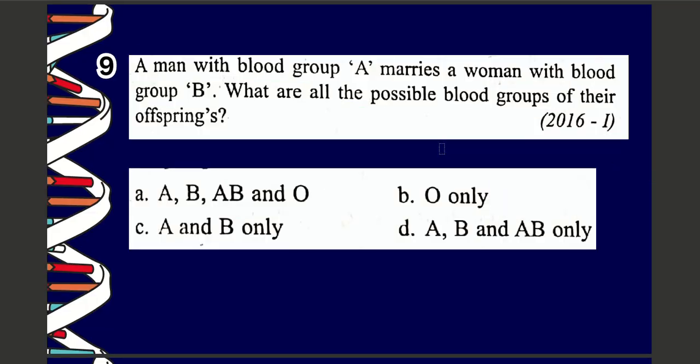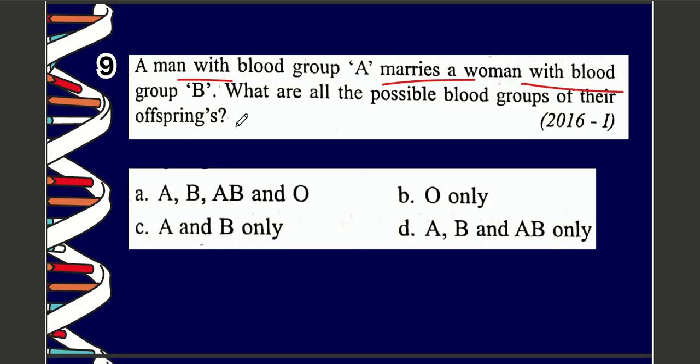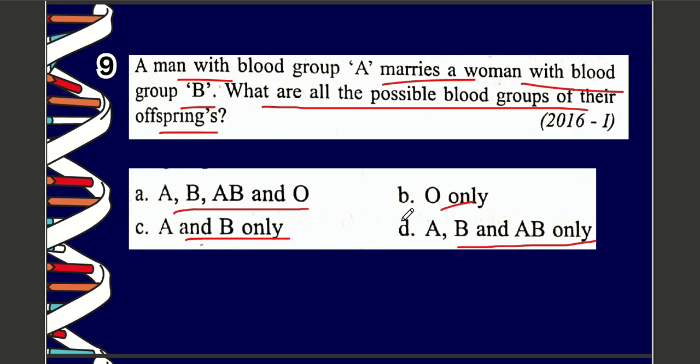Next question. Question number 9. A man with blood group A marries a woman with blood group B. What are all the possible blood groups of their offspring? Options are A. AB, A, B and O, B. A and B only, C. AB and O only. The correct option is option number A, which is A, B, AB and O.